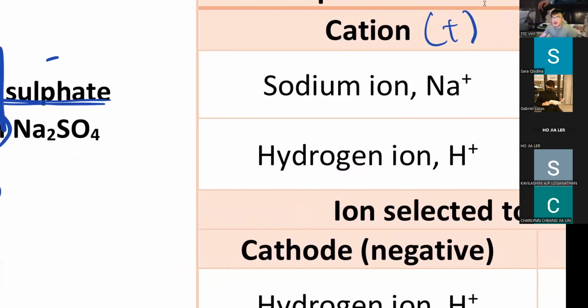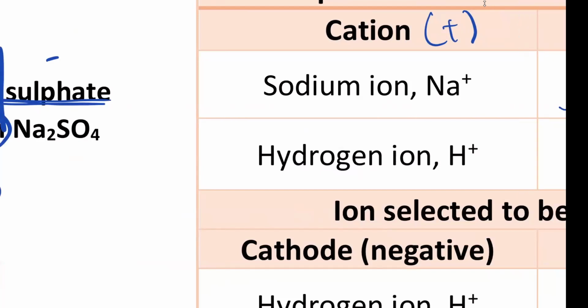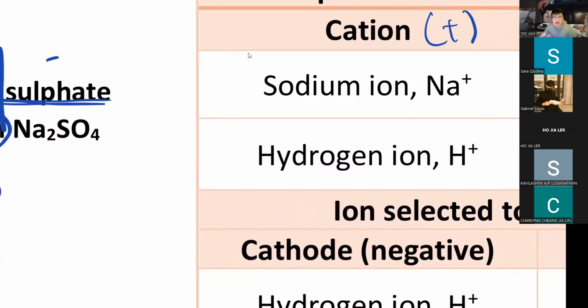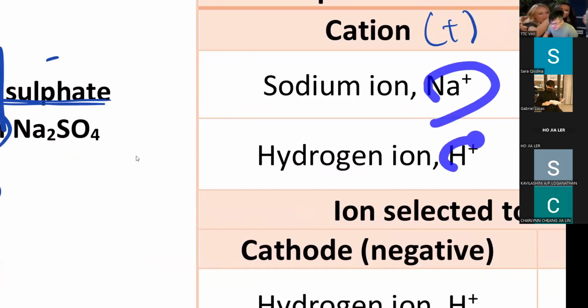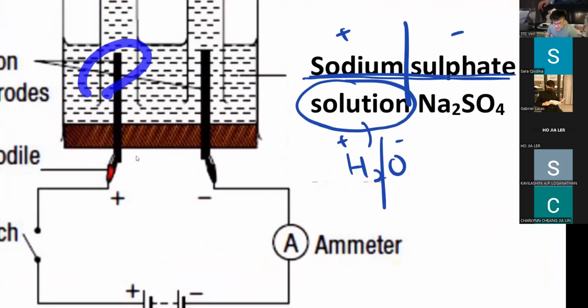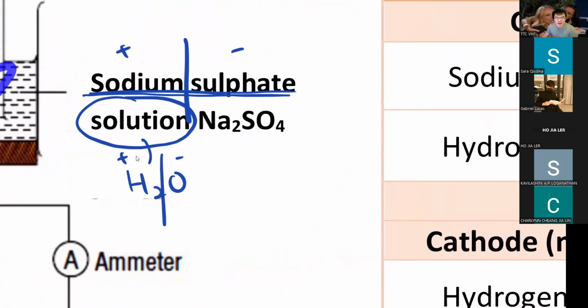Can you guys see me? Why do we need to put ion? Because ion means it has charge, it is swimming there. Guys, can you see my video? I think my video here is stuck. Can you see me?